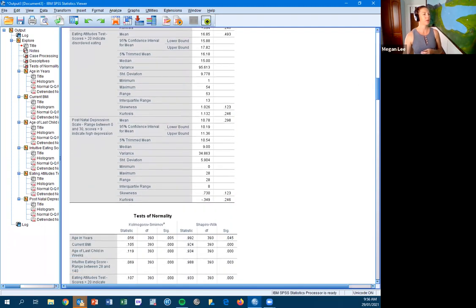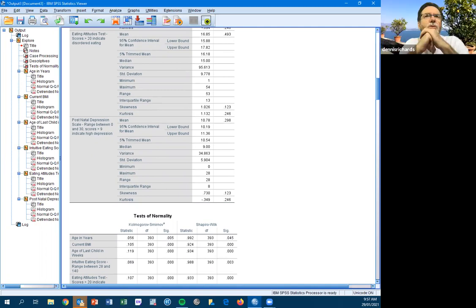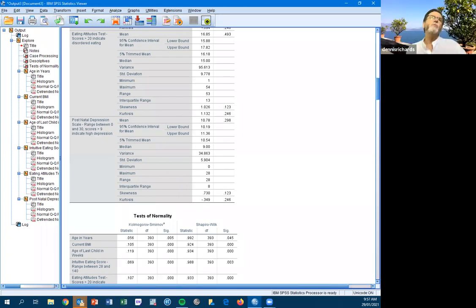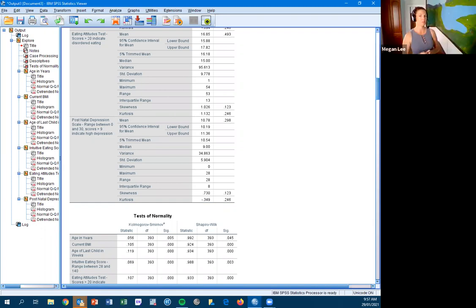Okay. And then we've got our depression scale. The depression scale ranges between 0 and 30, with scores above 9 indicating depression. Oh dear. So on average, we have a data set of women who have high levels of depression. Would that be more common during the postpartum period? Most definitely. Yep.